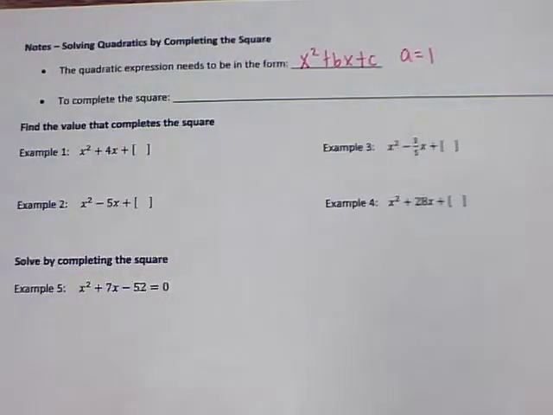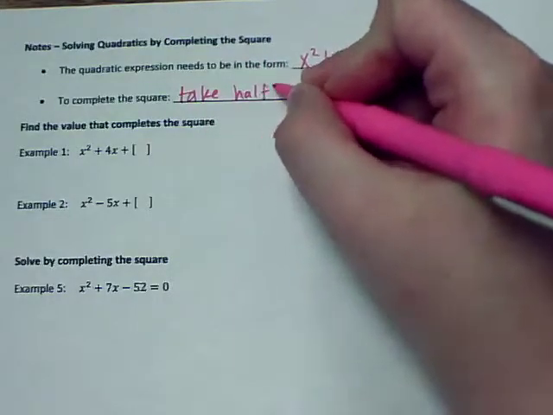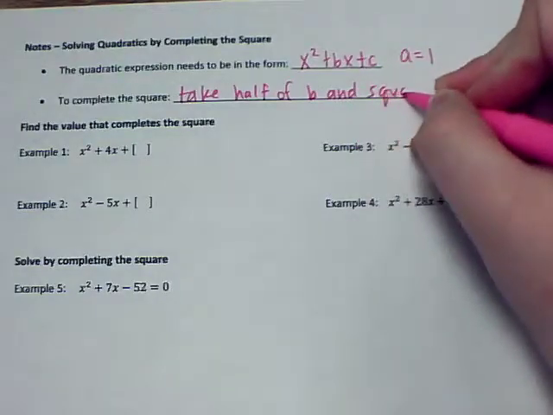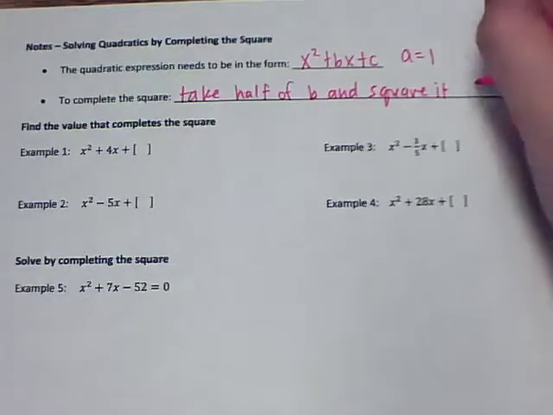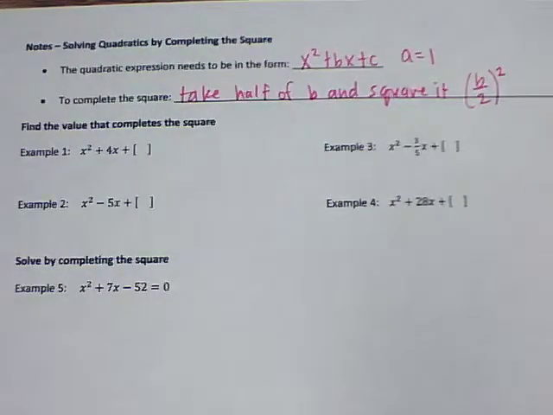In order to complete the square, we are going to take half of b and square it. So written algebraically, I'm going to have b divided by 2 squared. So half of b squared. Now, to find the value that completes the square, that's exactly what we're going to be doing.